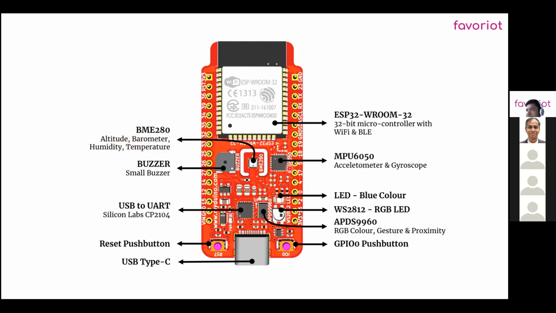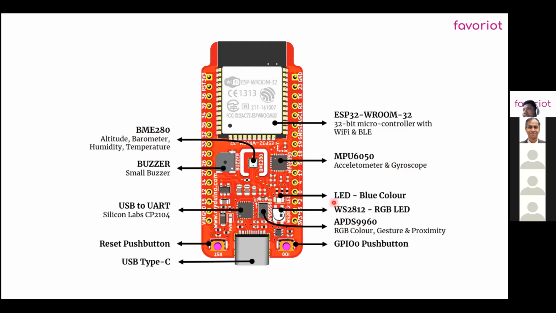Then it also has the MPU6050. This is the chip for the accelerometer sensor and gyroscope. Then we have another sensor here, the APDS-9960, for gesture, proximity and also RGB color.